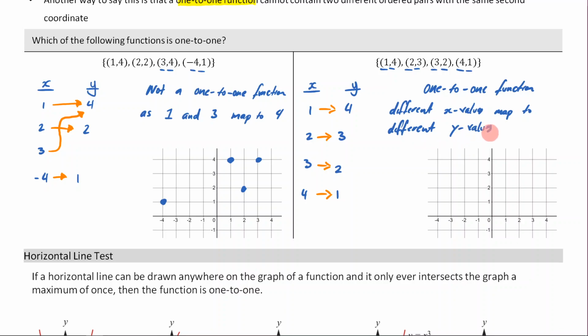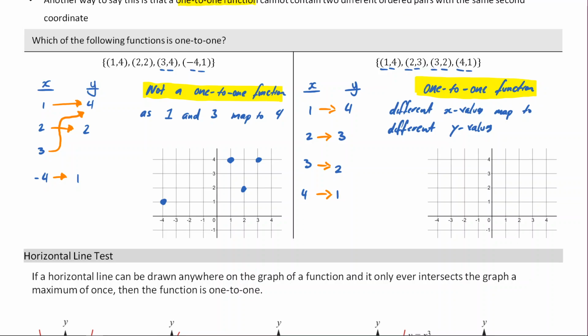So different x values map to different y values. That's what makes it a one-to-one function. So let's just highlight our answers here. So we've got not a one-to-one, and we have a one-to-one function, and we have a reason for each of those. Let's now give this a bit of a graph.